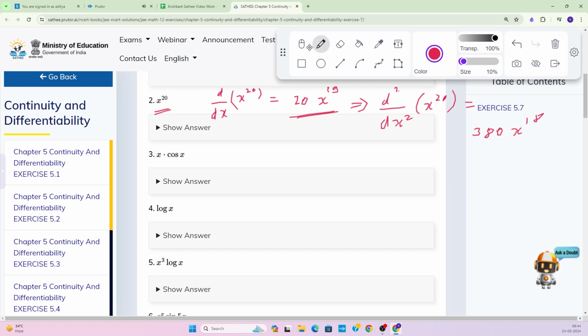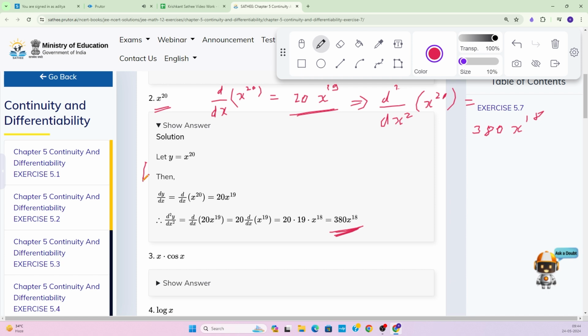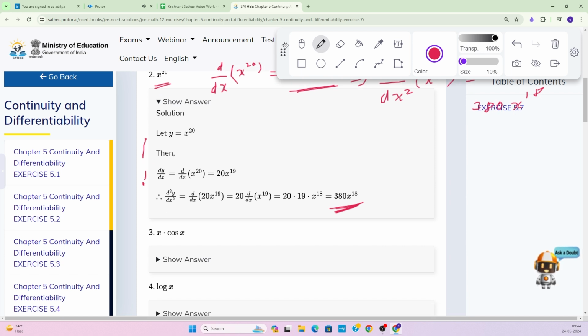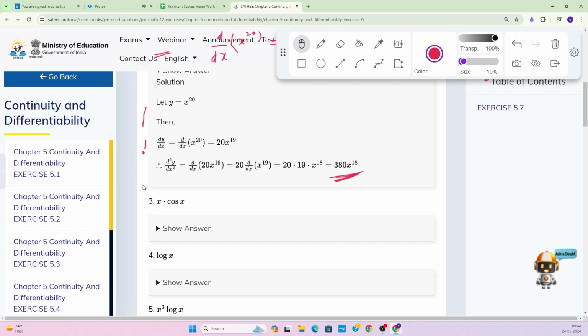So your final answer will be 380 multiplied with x power 18, as you can see. Clear? Now let us move to the next. Problem number 3.